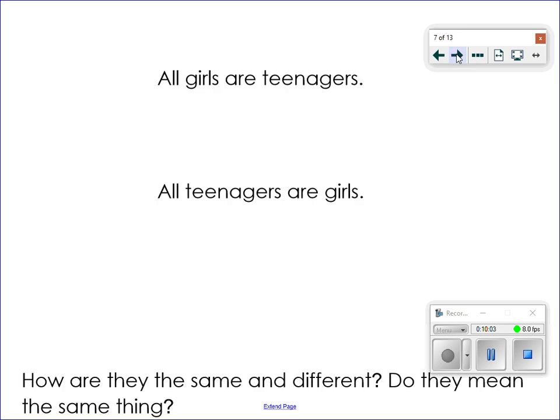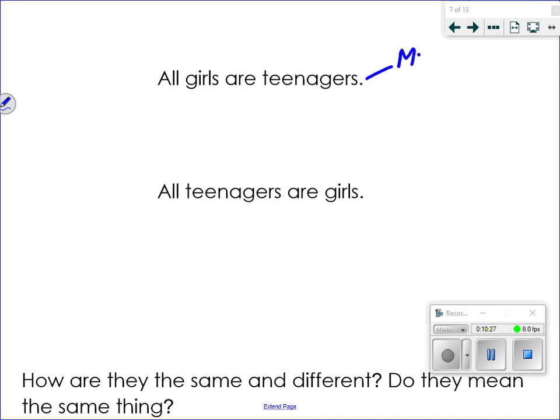Here's another statement. All girls are teenagers. That may or may not be a true statement. Obviously it's not, because we can probably think of counterexamples. Can you think of a counterexample, an example that would prove that statement is false? Oh, well, how about this one? Mrs. Baker. I'm not a teenager. I'm a girl, but I'm not a teenager.